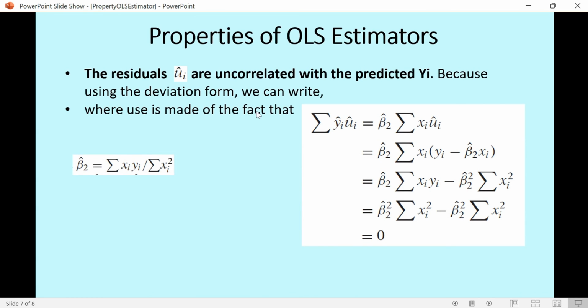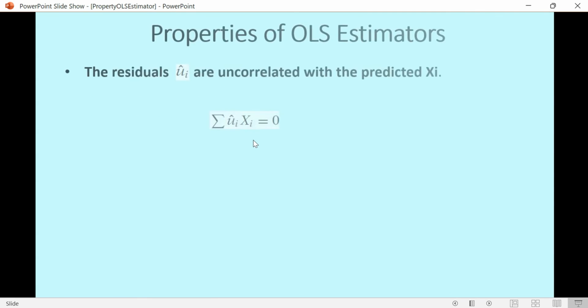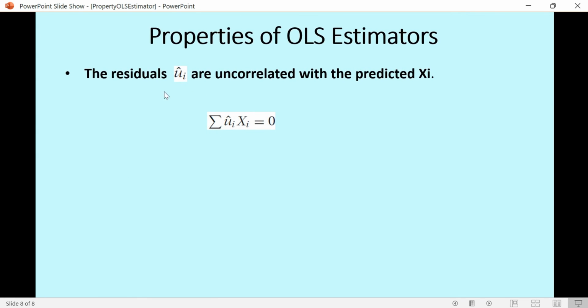Okay, this is the double page. We have the same result as the last one. And the next property is that residues are also uncorrelated with xi. Sorry, we have no predicted x, it's only xi. So this is a written fail. Just repeat: the residues ui are uncorrelated with xi. So xi is the explanatory variable, which means the residue is uncorrelated with the explanatory variable.